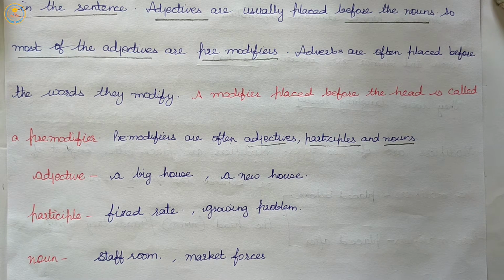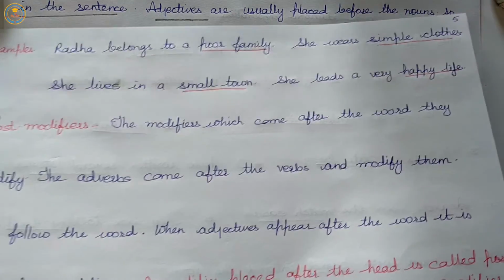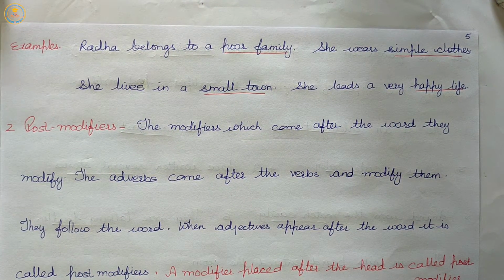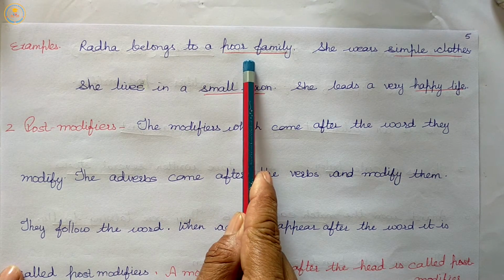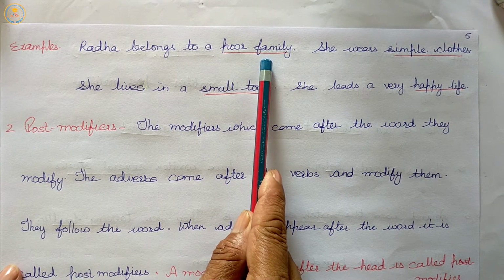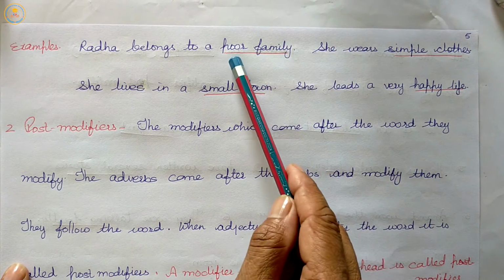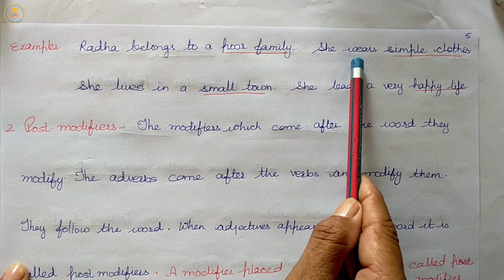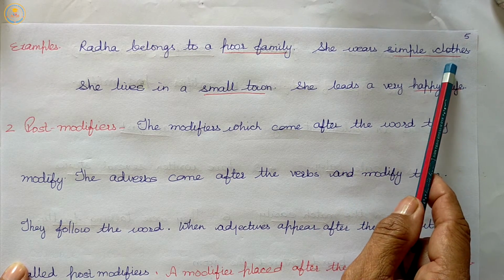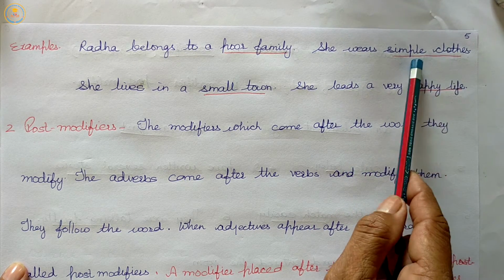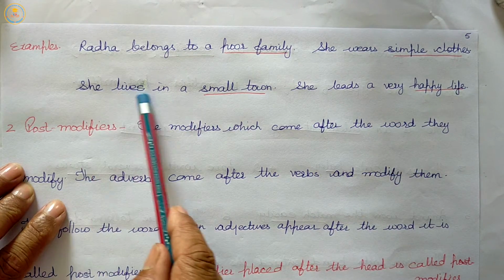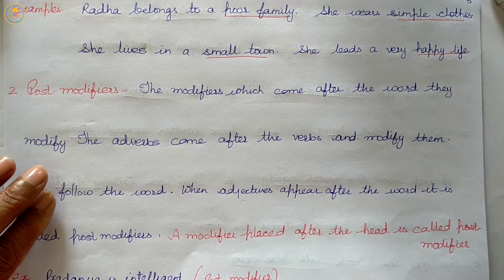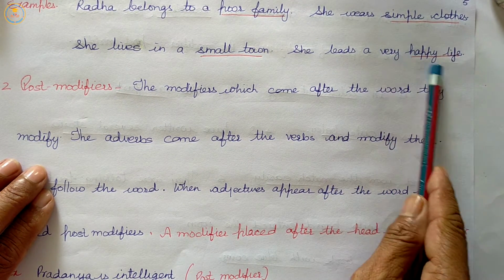Let us clear it with one mixed example. Radha belongs to a poor family. Poor family, modifying the family means poor family. She wears simple clothes. Clothes are simple. She lives in a small town. The place where she lives is a small area. She leads a happy life.